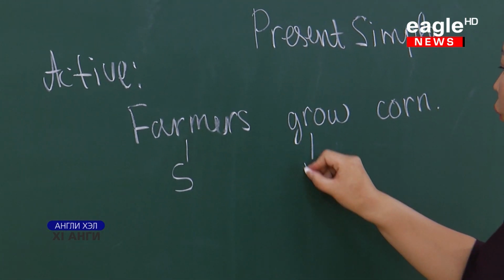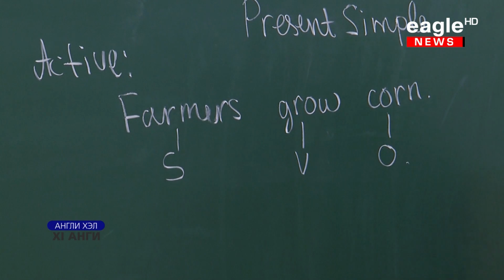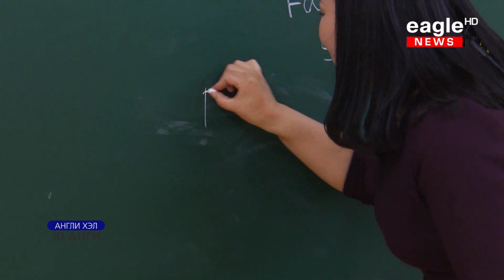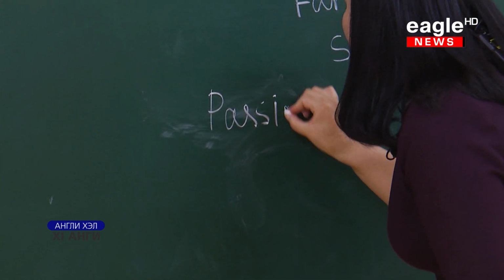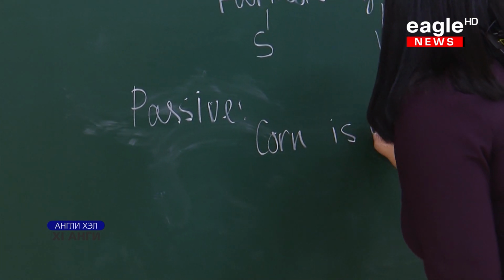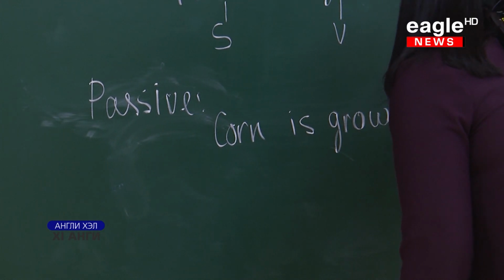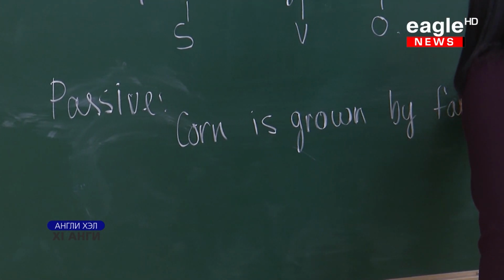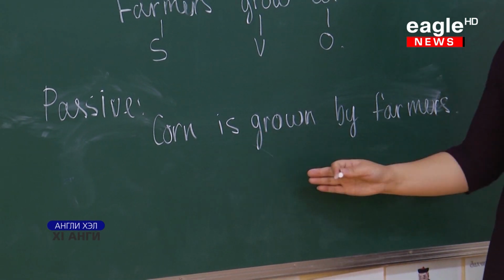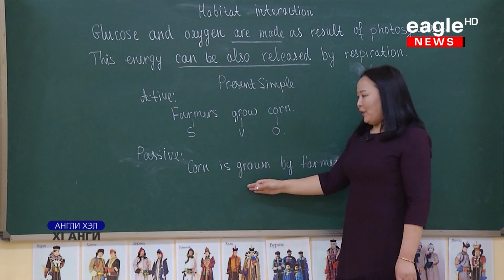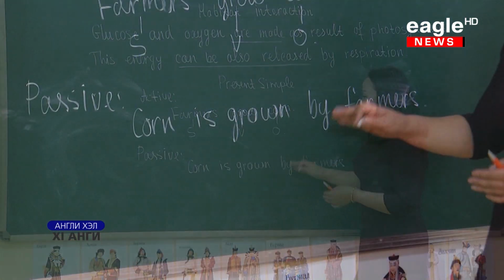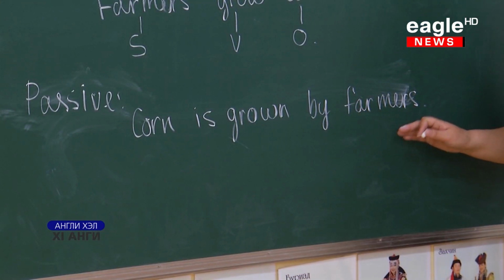Subject, verb, object. Okay, now I will write an example of passive. Corn is grown by farmers. Corn is subject of passive, is grown as verb. Okay, corn is receiving the action. So this sentence is written in passive form.